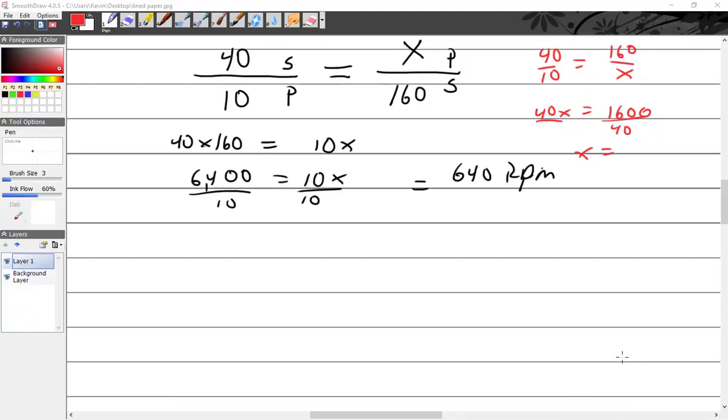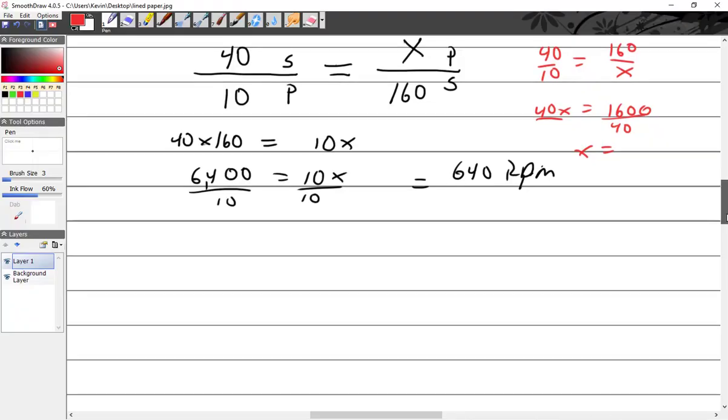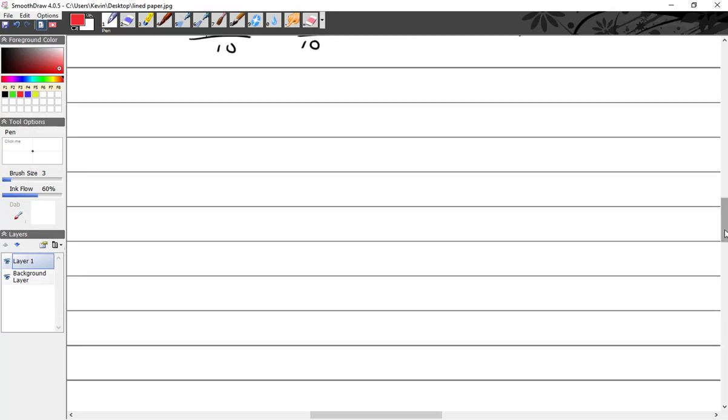All right, so let's do just a few more ratio problems here. I said I'm making them up on the fly here.